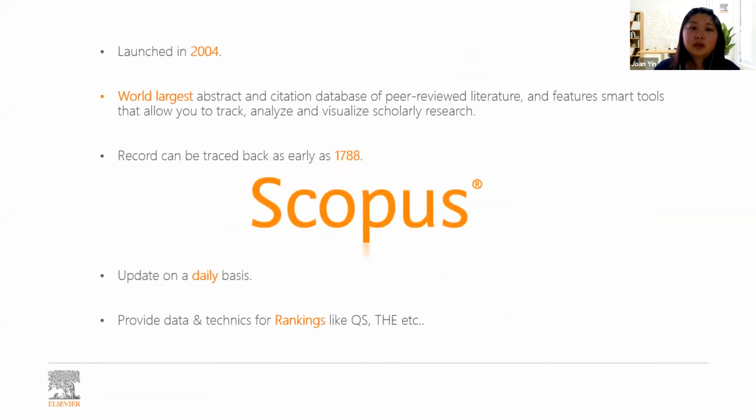So Scopus was launched in 2004 by Elsevier. Currently, it is the world's largest abstract and citation database of peer-reviewed literature. The earliest record you can check back is 1788, and Scopus is updated daily.